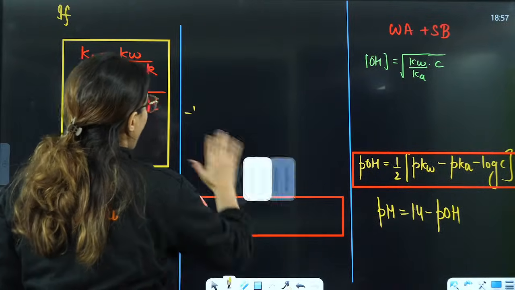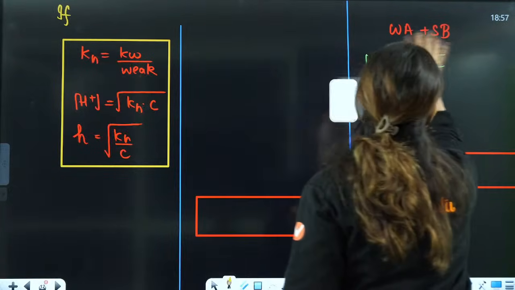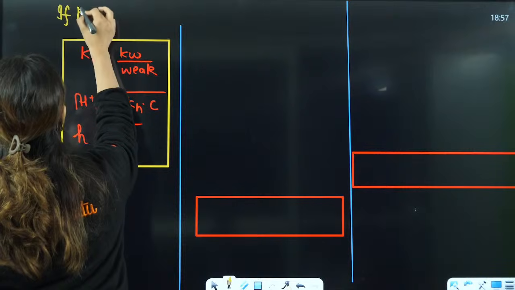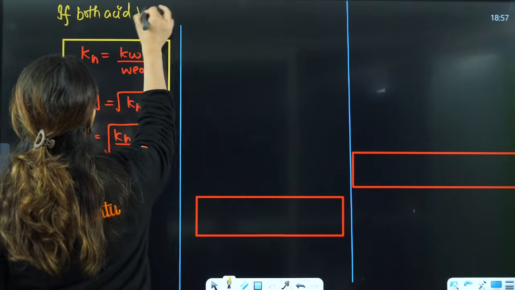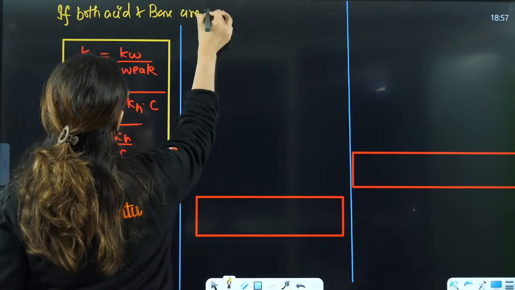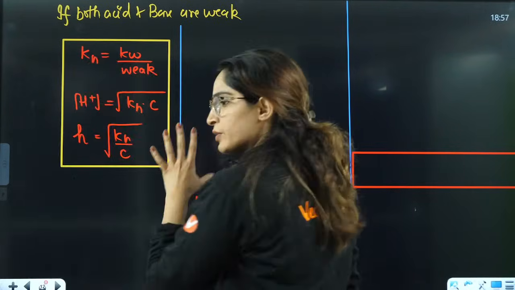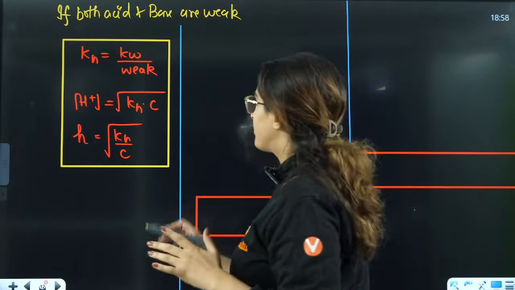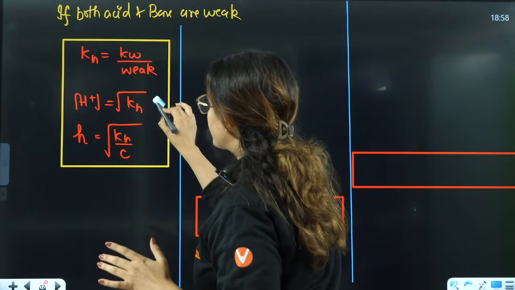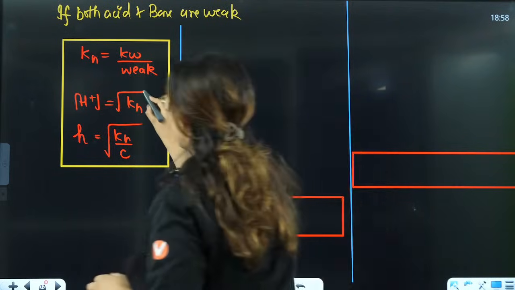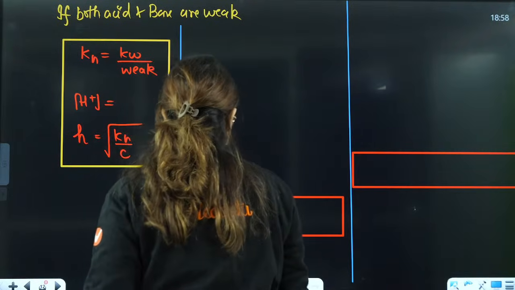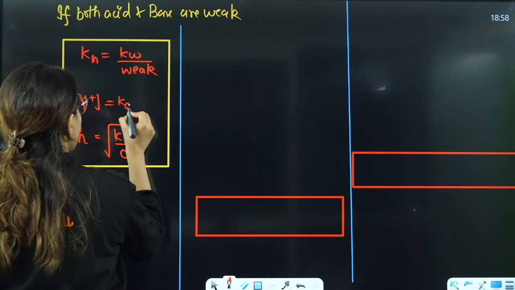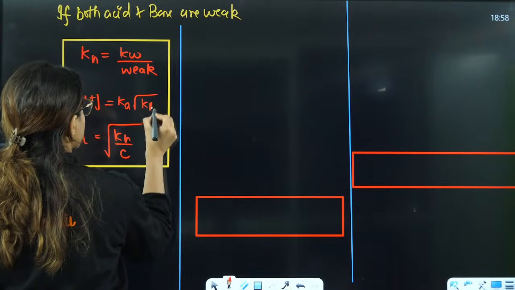Let's see that. Then how will you write it, right? So if both are weak, you will first say: if both acid and base are weak, then Kh is equal to Kw by Ka into Kb, because now both are weak, so we'll write Ka and Kb both. But here you will not multiply it with C, right? It is just H positive is under root of Kh, right?